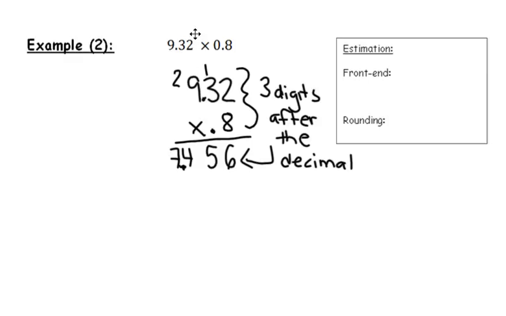If we use front end, again, we just drop the digits after the decimal. So we'd have 9 times 0, which is 0. And if we round, we look at the tenths digit. Since this is less than 5, it stays as a 9 multiplied by, since the tenths digit is an 8, we round the 0 up to 1 to get an estimation of 9. As you can see from this example, rounding gives the closer approximation of our actual answer.